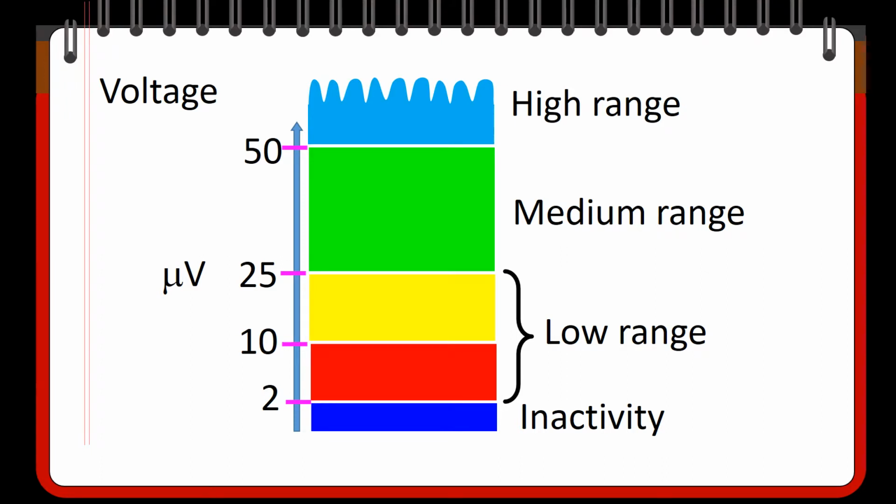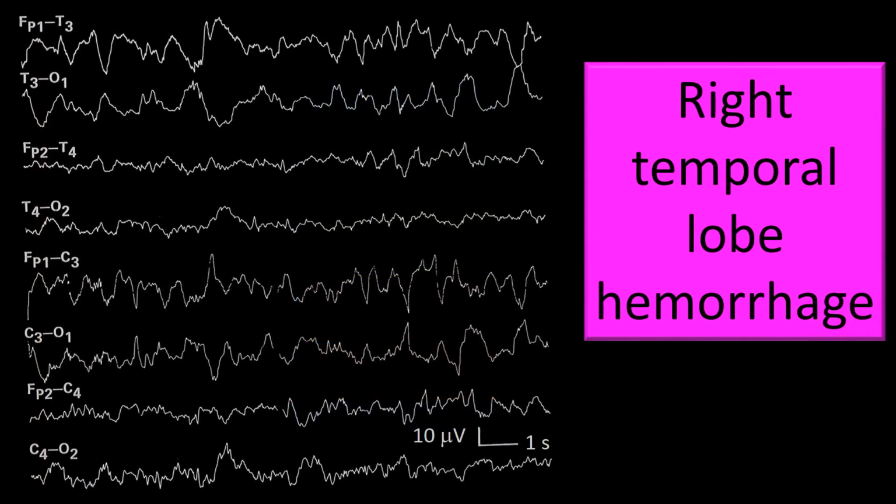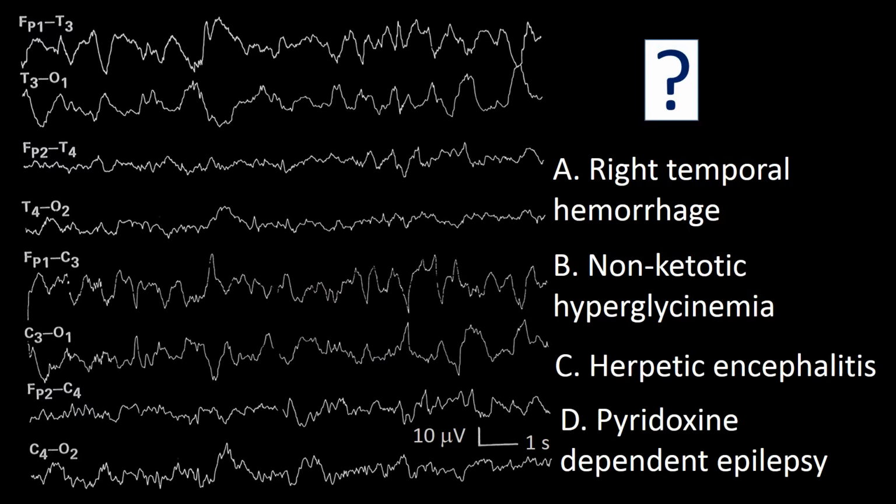And as you recall, continuous activity below 25 microvolt is considered low in neonates, and continuous activity less than 10 microvolt is usually abnormal, especially in full-term neonates. So, the diagnosis that was encountered in this patient was a right temporal lobe hemorrhage. And the answer to this question is A.